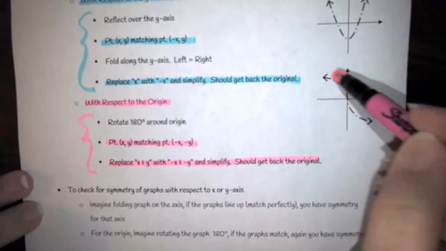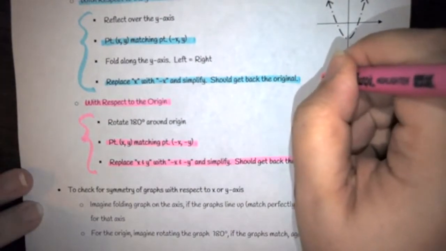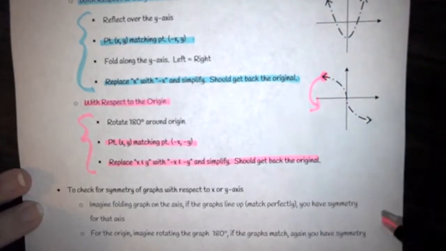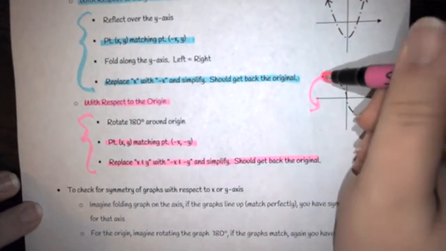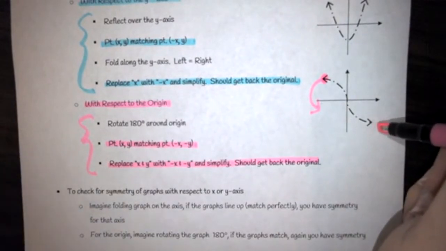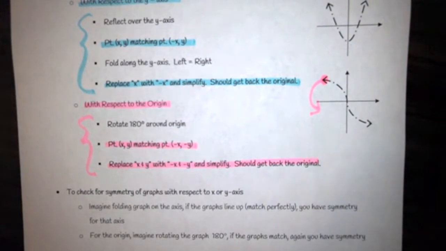So when we're looking at this graph here, we would say take this corner and we would rotate it 180 degrees down, and you would look to see, does this corner then end up down here? Okay. Well, in this case it does. Therefore you have symmetry with respect to the origin.